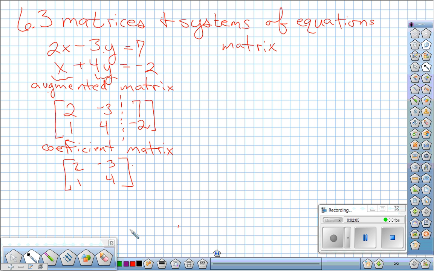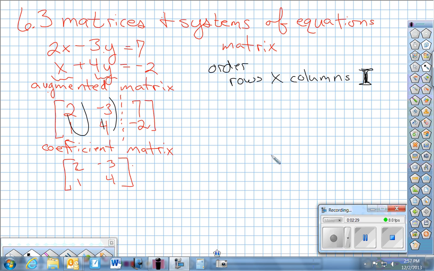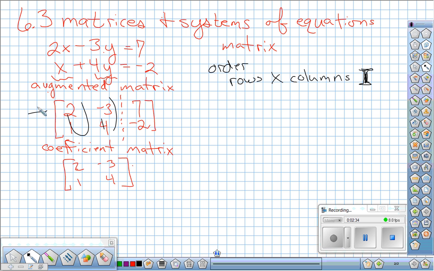You will be asked to find the order of the matrix. Order is going to be the rows by the columns. Think of columns like Greek columns. They stand up and support little things. So this is my picture of a column. Columns go up and down, and your rows are the other direction. So here, there are 2 rows and 3 columns.